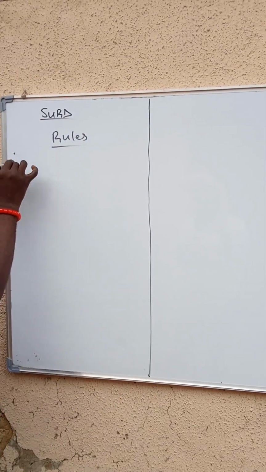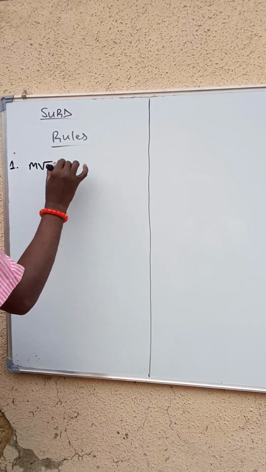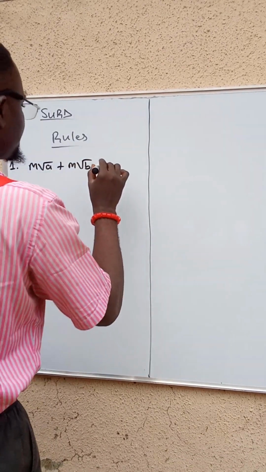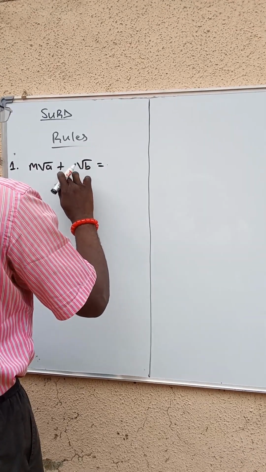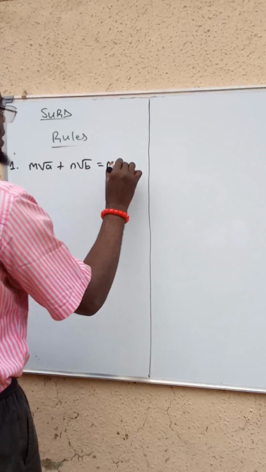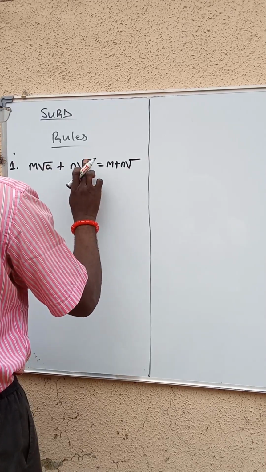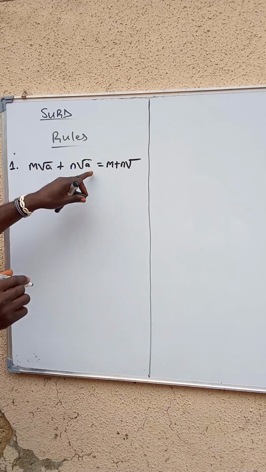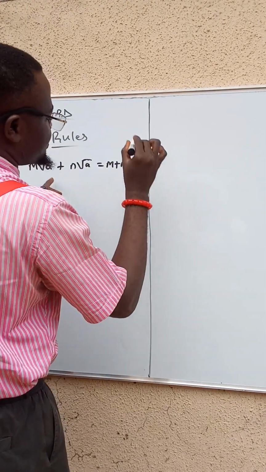Let me say you have m root a plus m root b. This will give me, let's say this is n, because it can be another number, m plus n root what? Sorry. All of them inside. Before you can add surds, the inside must be the same. Root a.